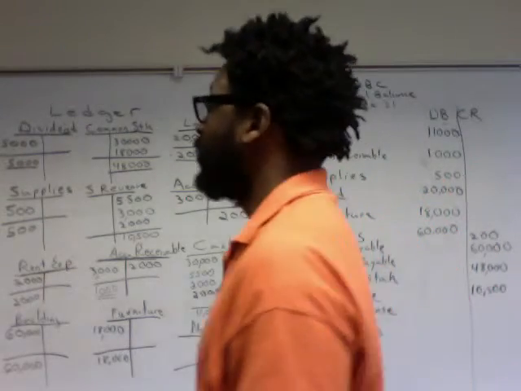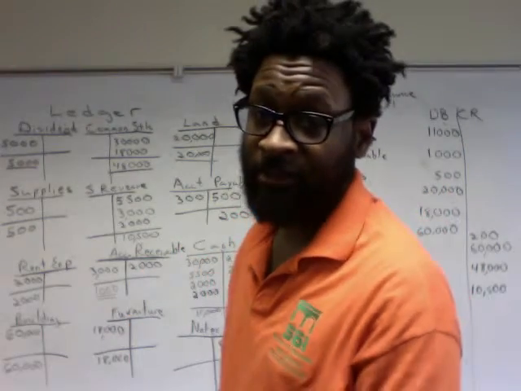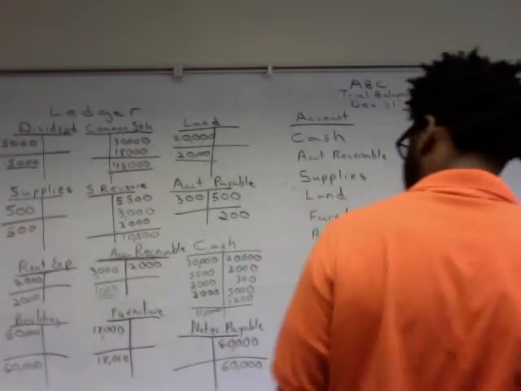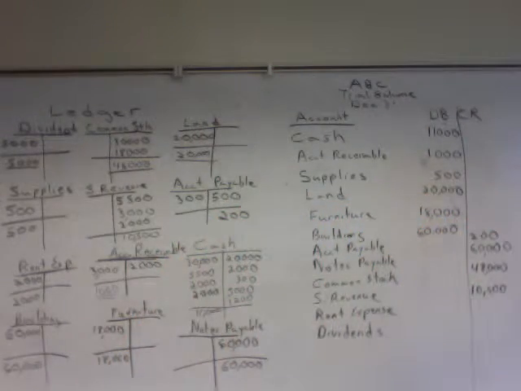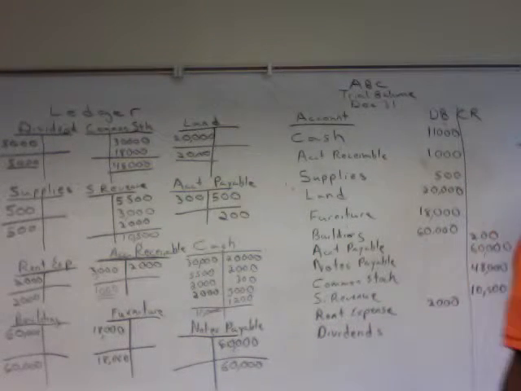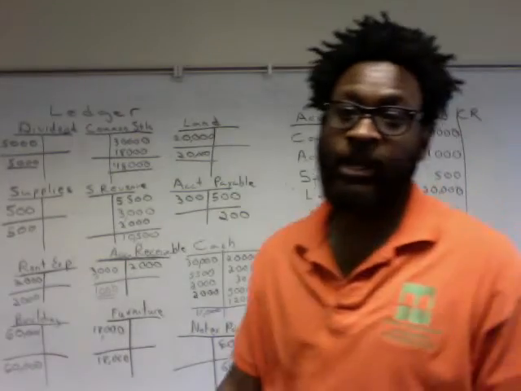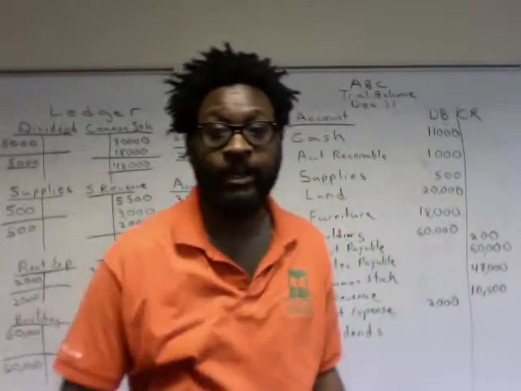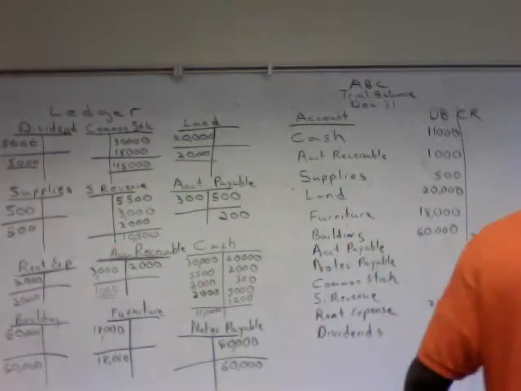Credit side. Rent expense, is that on the credit side? Do expenses grow on the credit side? Absolutely not. Rent expense is going to be on the debit side for $2,000. And last but not least, we have our dividends. And where are we going to apply these dividends? Dividends are going to be $5,000 on the what? On the debit side.